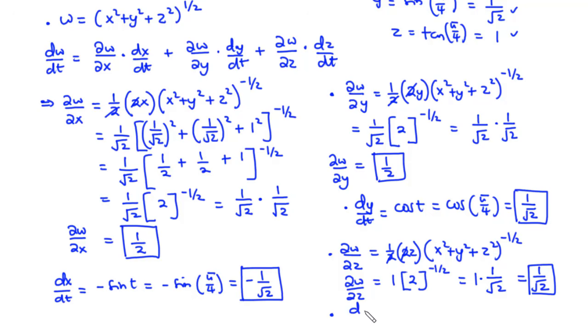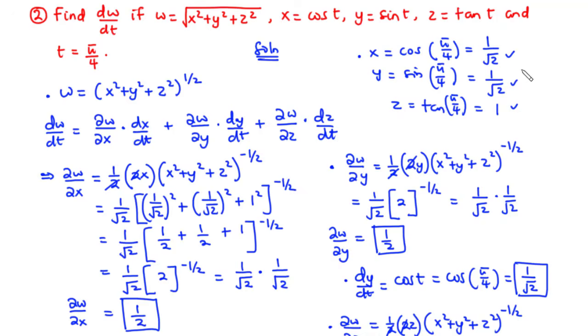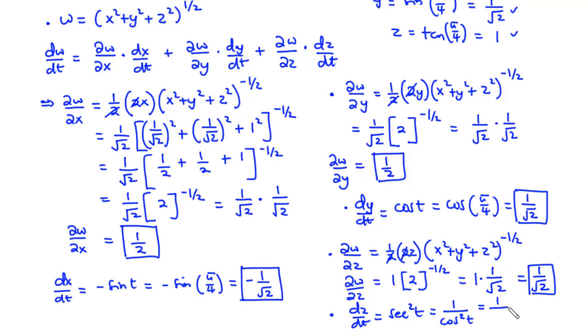Next, we need to find dz/dt. So we have z equal to tan t. So dz/dt becomes sec squared t, and that will be 1 over cos squared t. Now cos t is said to be 1 over root 2. So finally we have this to be 1 over root 2 all squared, simply because of the square here. So this becomes 1 squared is 1, root 2 squared is 2. So that's finally going to be 1 times 2 over 1, and that is equal to 2. Therefore we have dz/dt equal to 2.